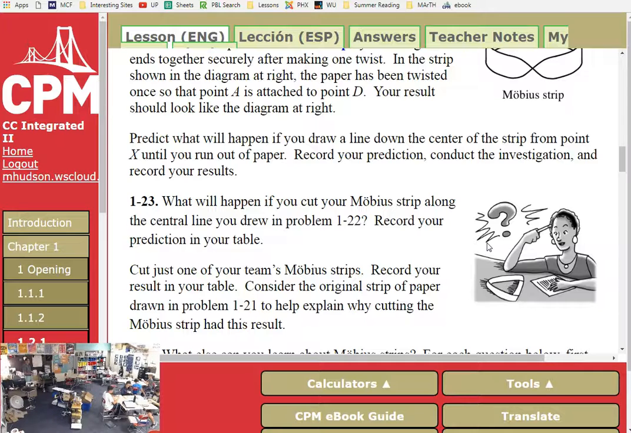What if you take the Mobius strip and cut it down that line? So somewhat the same as when you cut the bracelet, but don't think you can lay it on top of itself and cut it, because you can't. You have to poke through and cut. What will happen?